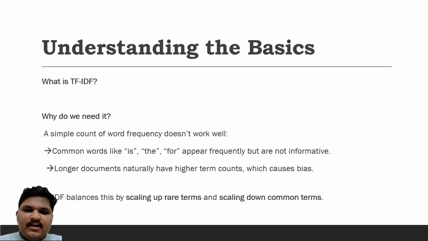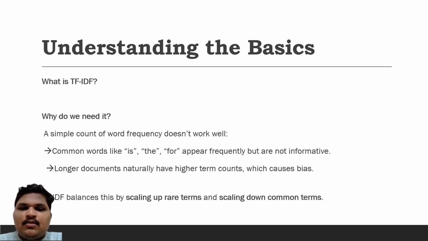So, what is TF-IDF? In information retrieval, TF-IDF means term frequency inverse document frequency. It is a model that helps us identify how much a word matters in a particular document relative to a collection of documents. It's one of the foundational techniques used in search engines for ranking results, text mining, document similarity, and natural language processing. Why do we need it?